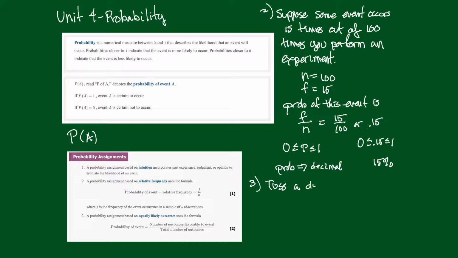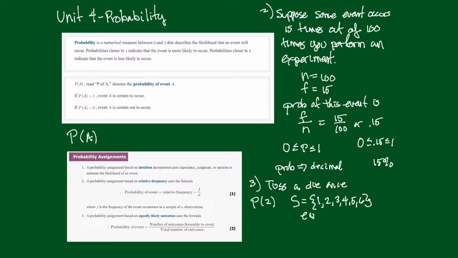Toss a single die once and observe the number on the top face. What is the probability of getting, say, a 2? Well, here are the outcomes, right? I'm going to call this S for sample space. Here's the set of all possible outcomes. If you toss a die once, what could possibly happen? You could get a 1, a 2, a 3, a 4, a 5, or a 6.